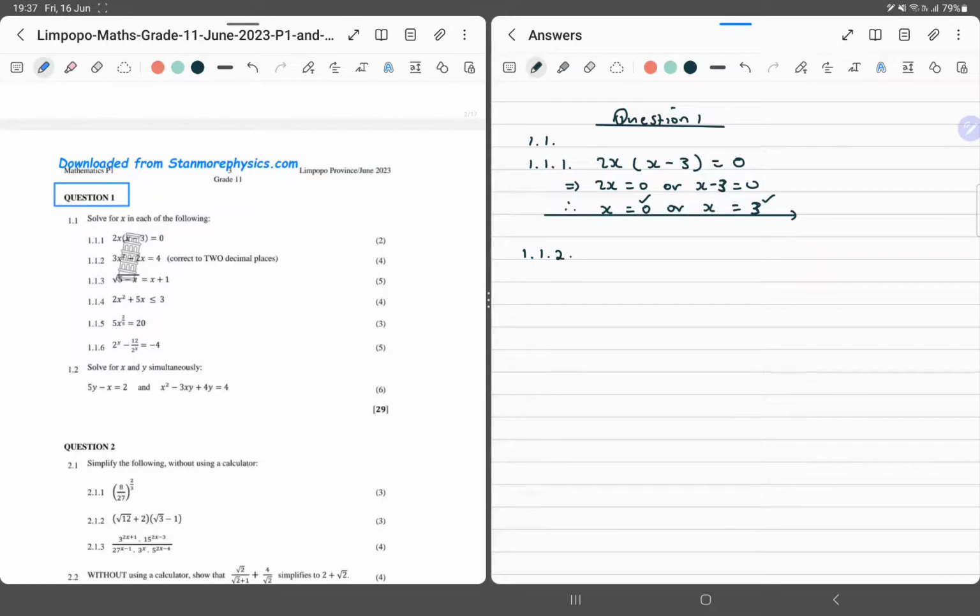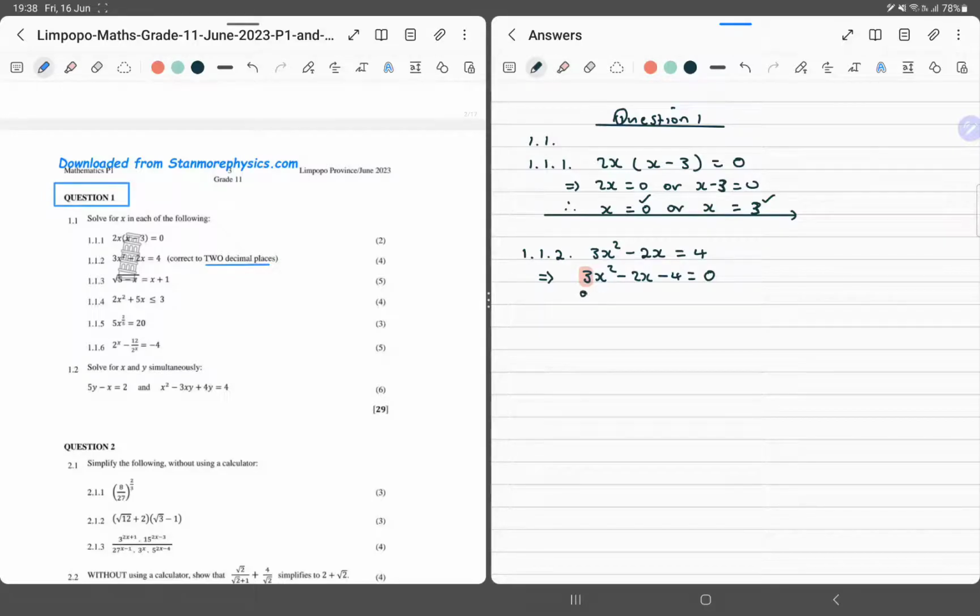1.1.2, we're given here 3x squared minus 2x is equal to 4. And we're told here correct to 2 decimal places. This already says a quadratic formula is applicable or completing the square. By the way, those two are one and the same thing. But now we need our quadratic in standard form before we can solve further. So we've got 3x squared minus 2x. We transpose the 4 is equal to 0. Now we are happy because our quadratic is in standard form.